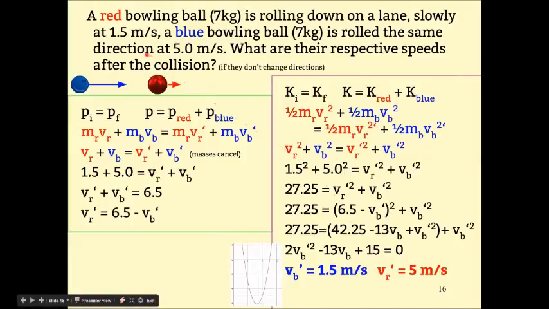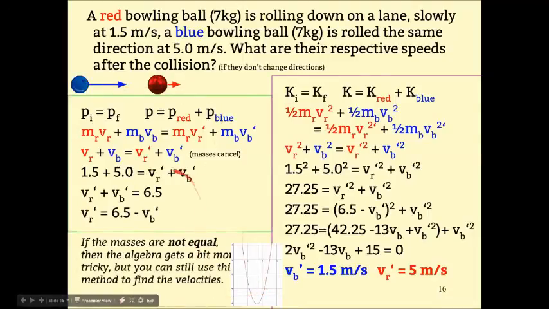So, logically, that makes sense. If this fast ball comes up behind it, it's going to hit it and slow down, and then the other ball will pick up the speed that the other one lost. Now, if the masses are not equal, then the algebra gets a little trickier. But you can still do this. It's just a little bit more difficult. You couldn't cancel all the masses out there. You'd have to get one mass in terms of the other. I won't have you do that. The hardest one would be something like this.